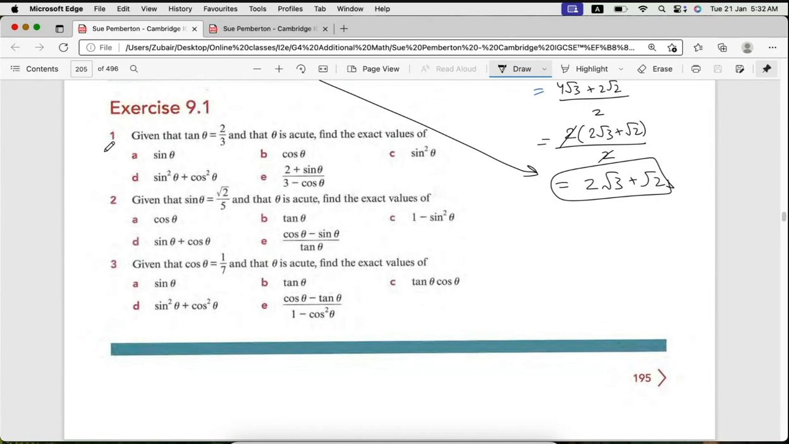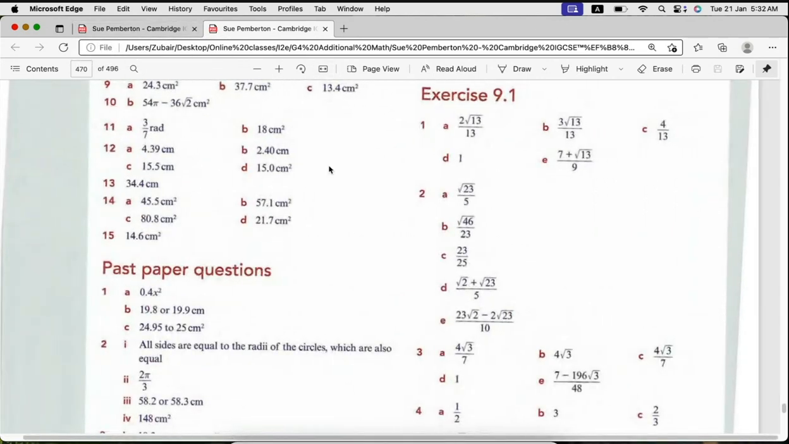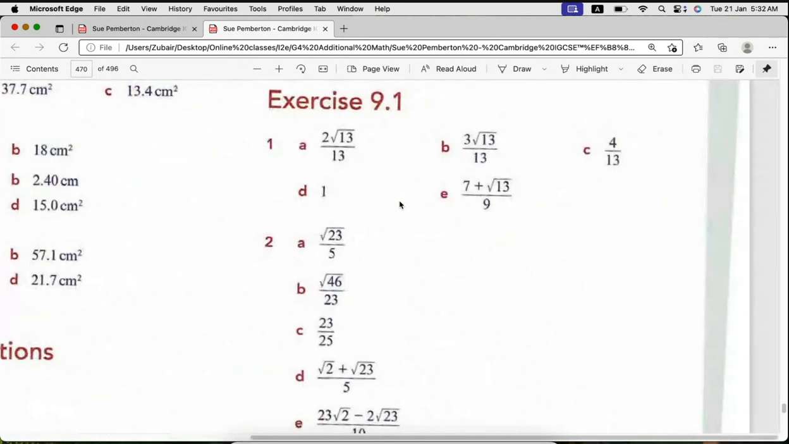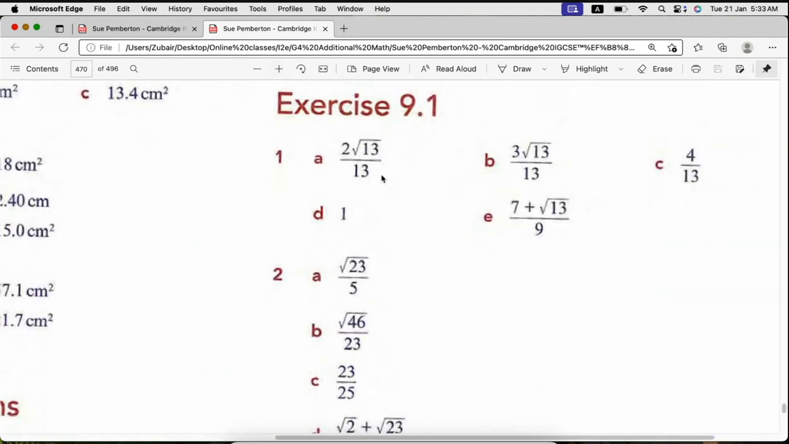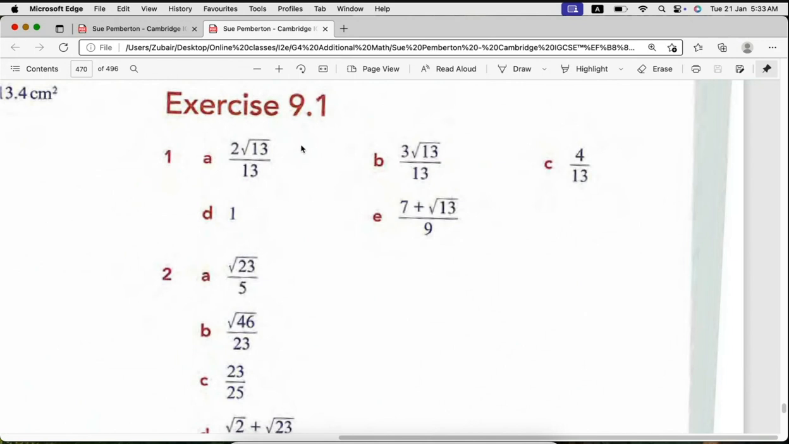Done the first one? Okay, let's check. This is 9.1, question 1A. 2 square root 13 by 13. Are you getting this? No, I'm not. What are you getting? I'm getting 2 over square root 13. Yeah, that's right. You just need to rationalize it.